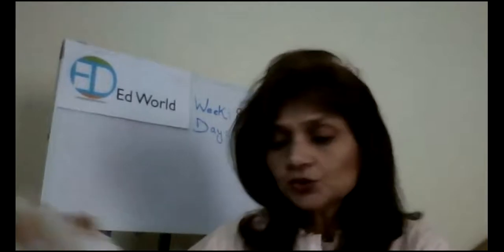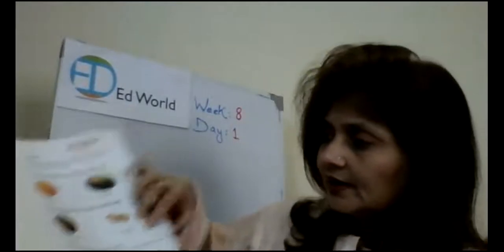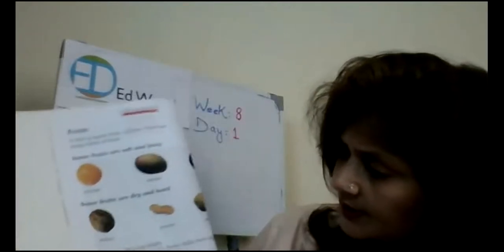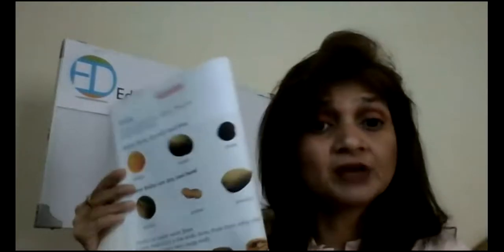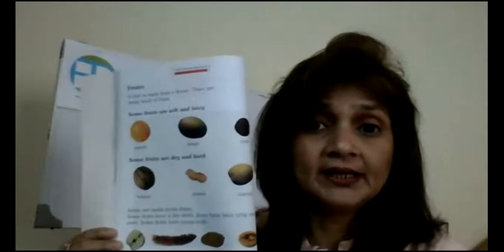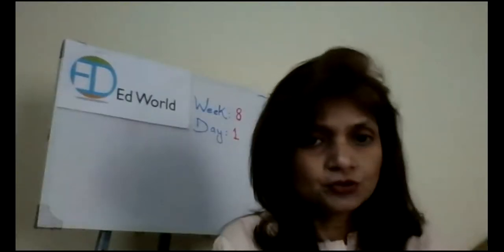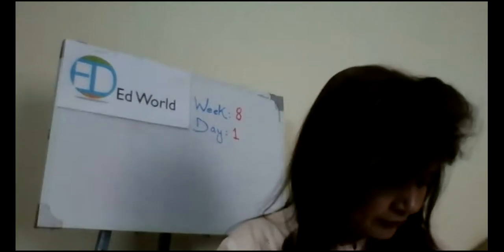Now what are those fruits actually? Some fruits are dry and hard. Okay, now these are walnut, peanuts and almond. These are also fruits, but they are dried fruits, they are dry and they are hard fruits, right? Do you understand? So these were different types of fruits.